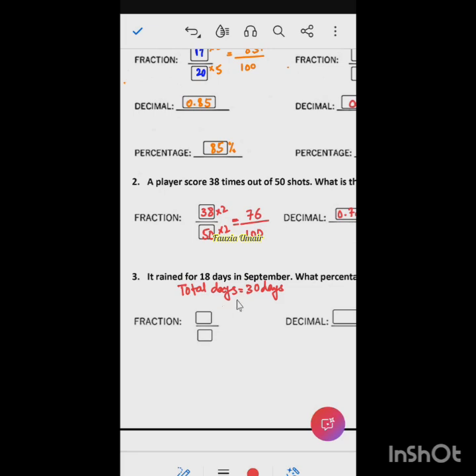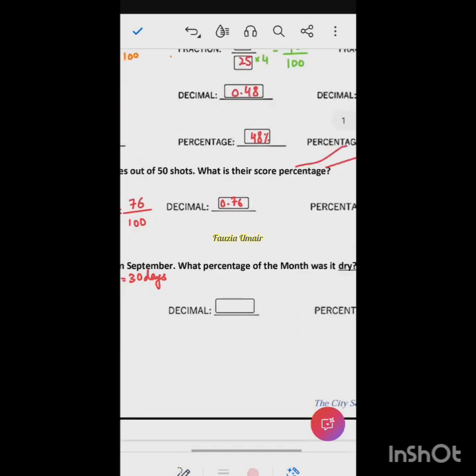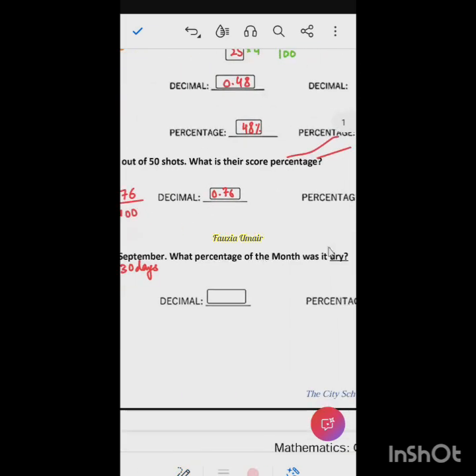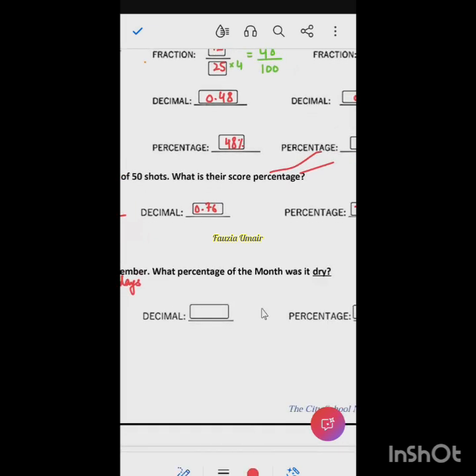So out of those 30 days, on 18 days there was rain. But they are asking for the percentage of the days it was dry. If on 18 days there was rain, how many days was the weather dry? That is 18/30. Okay, 18/30 is the fraction of the days it rained. What we have to do is find what percentage was it dry, not the rain.